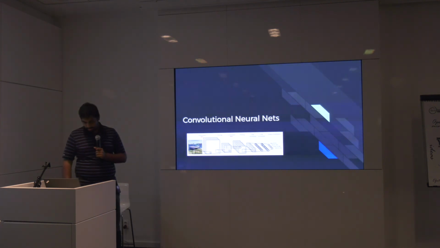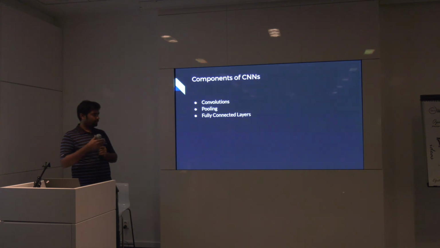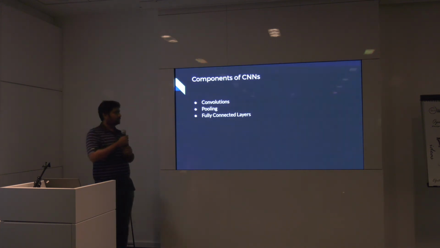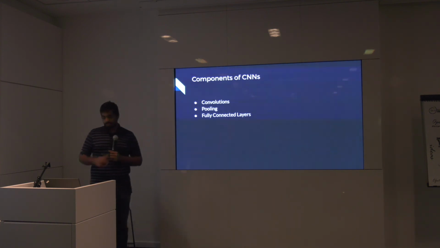Okay, cool. So the final part of the talk is about convolutional neural nets, or CNNs. The main components of a convolutional neural net are the convolutions themselves, and there's another layer called pooling, and then finally fully connected layers.